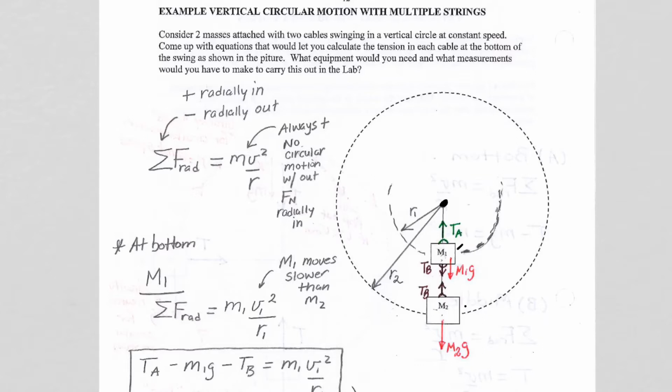M1 is going to be spinning in a circle of radius R1. M2 will be spinning in a circle of radius R2. And we're told that these cables are swinging at constant speed. So it's a vertical circle, so gravity is in the problem. And even though it would be difficult with gravity slowing the mass down as it goes up and swinging it around, let's just take it for granted that we're capable of doing it.